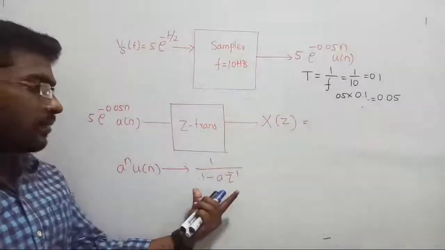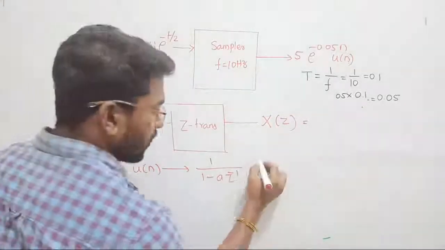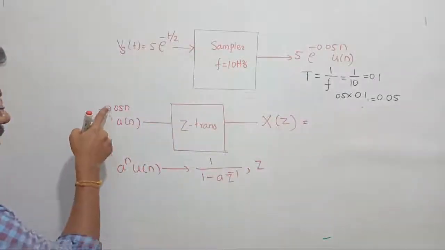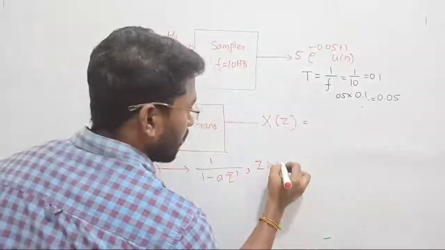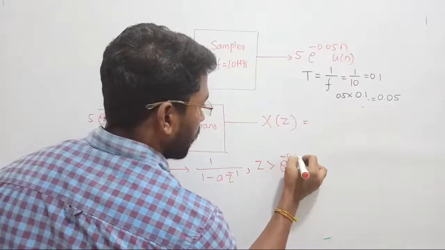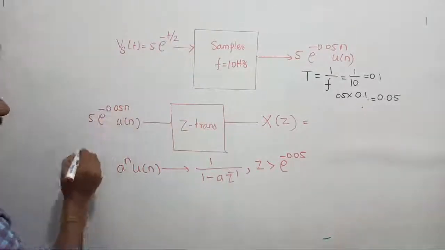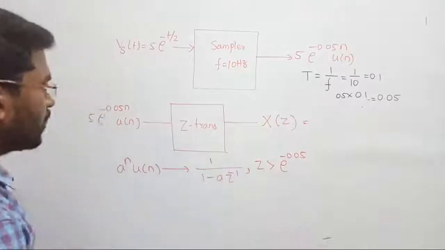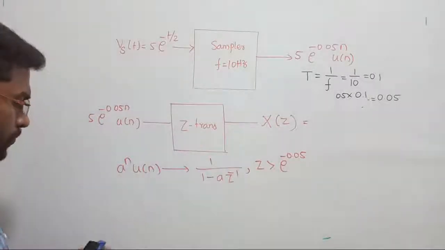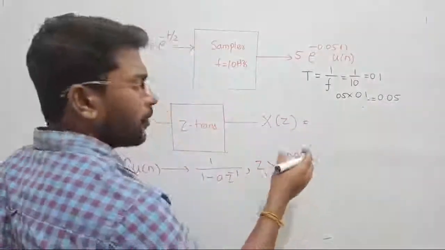Is there any mistake in my conclusion? No. And since its region of convergence is what? Its region of convergence is Z, ROC. ROC it should be greater than the value of e power minus 0.05, right? Whichever value we are giving here, we are going to consider that one. So it has to be greater than 0.05. So let us proceed with this. Or we can also write it as 1 by e power 0.05.